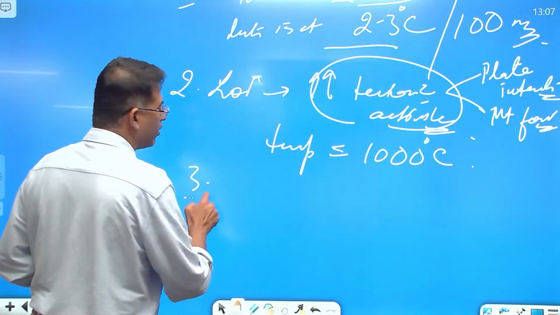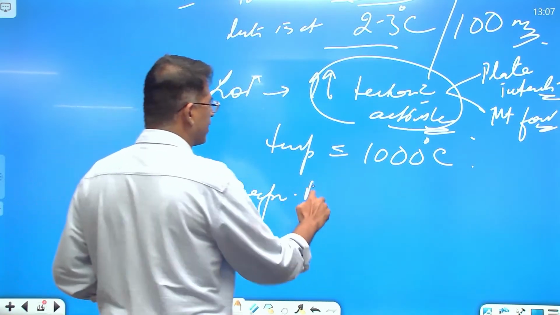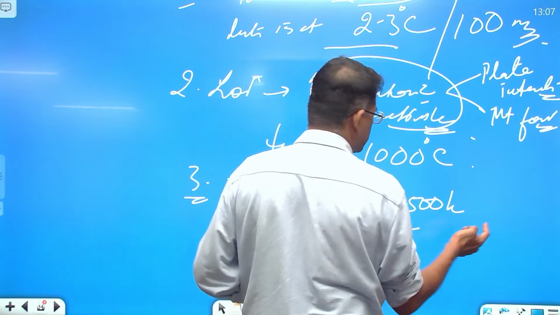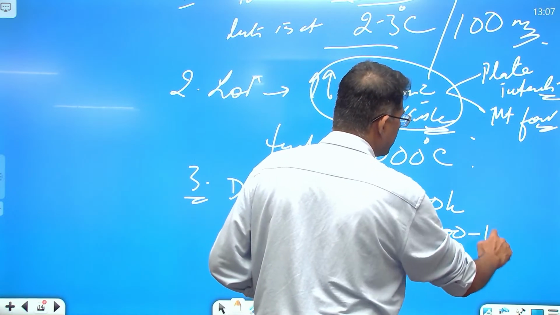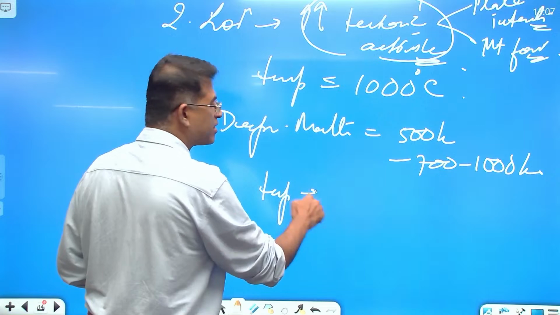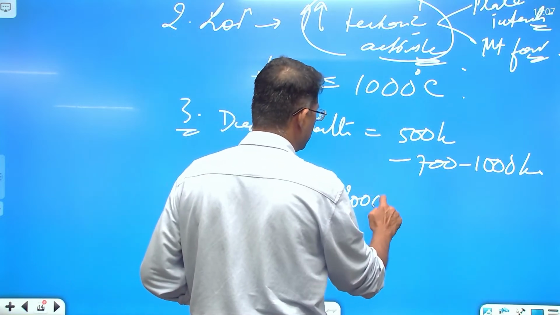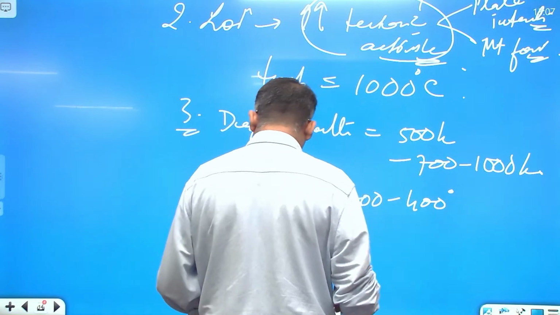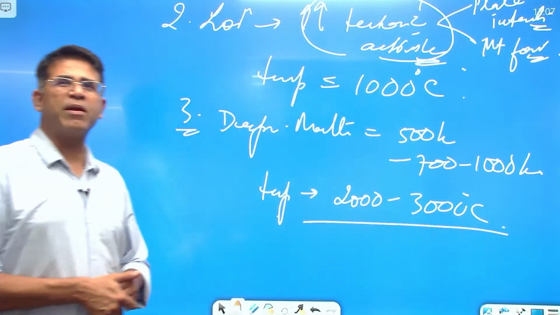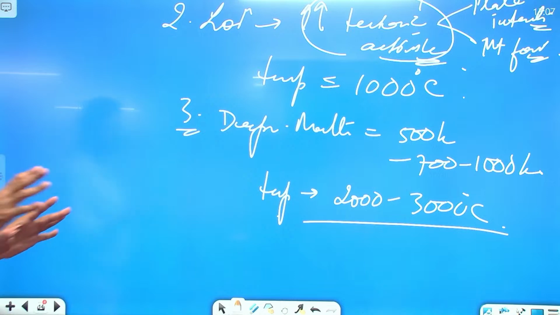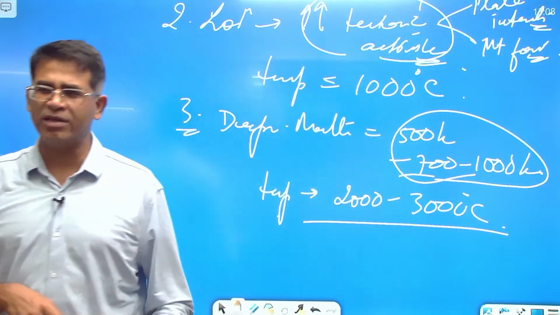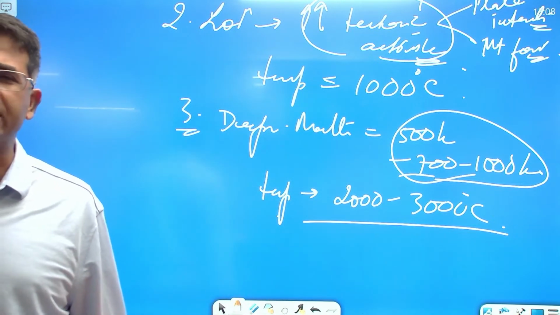Then in the deeper mantle, at depths around 500 kilometers, at depths around 700, 1000 kilometers, the temperatures can be around 2000 to 3000 degrees centigrade.